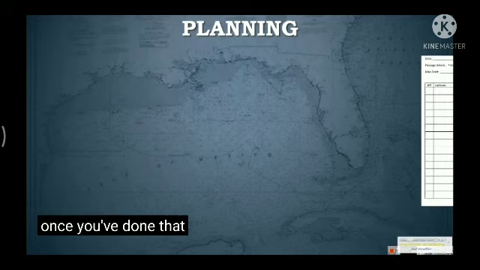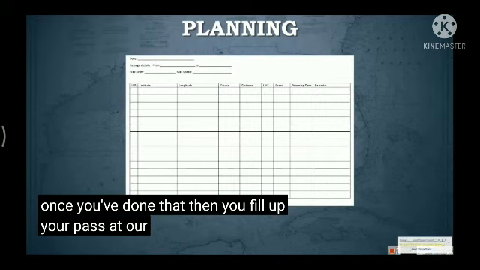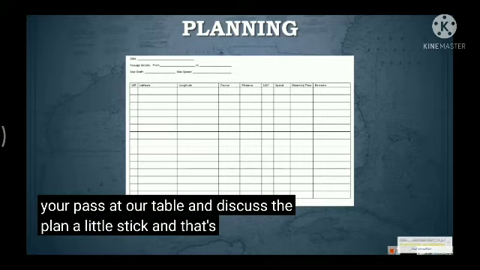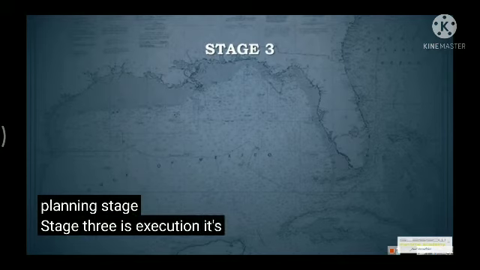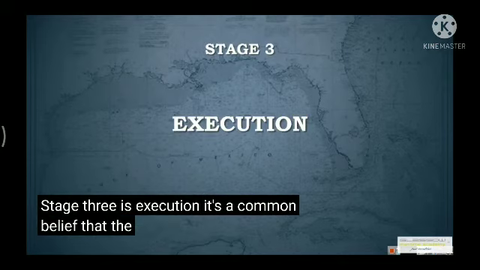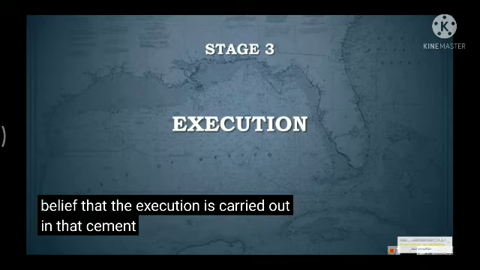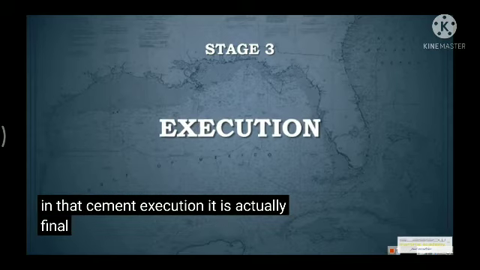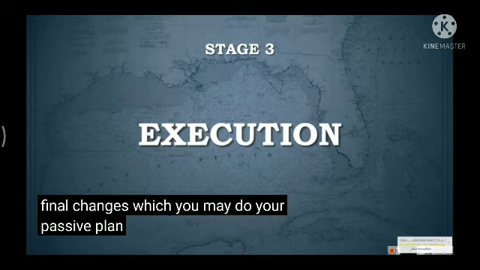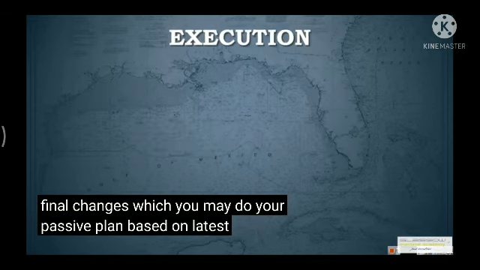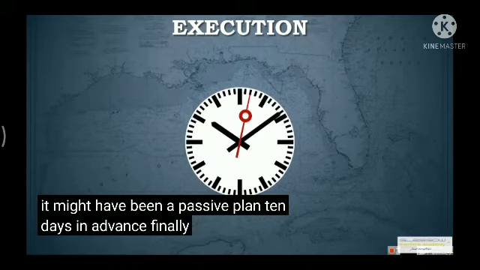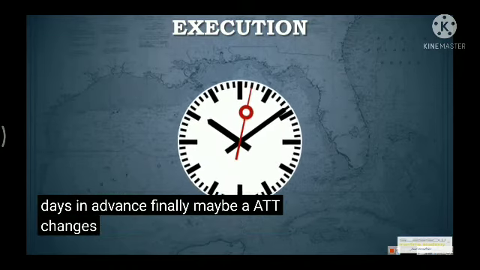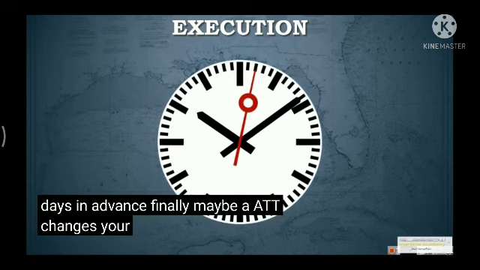Once you've done that, then you would fill up your passage planning table and discuss the plan with your bridge team. And that's the planning stage. Stage 3 is execution. It's a common belief that execution is carrying it out, but that's a myth. Execution is actually the final changes which you make to your passage plan based on latest information. You might have made a passage plan 10 days in advance. Finally, maybe your ETD changes. Your whole passage plan has to be revised.